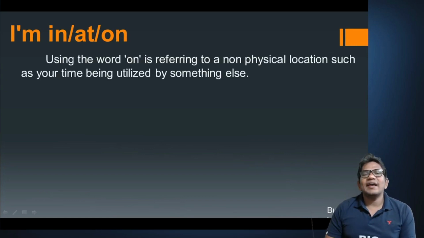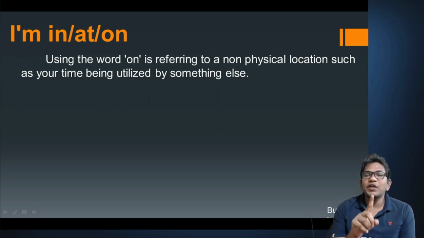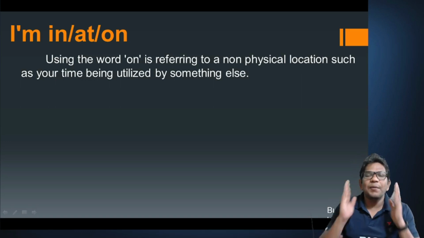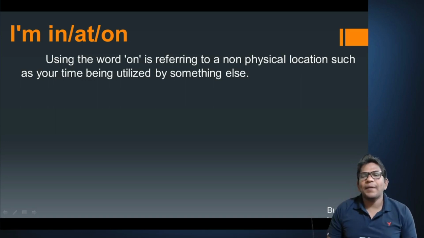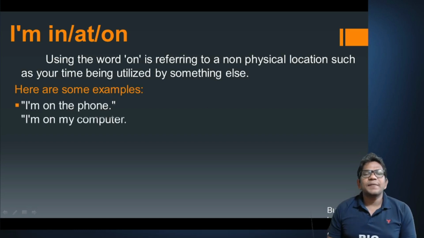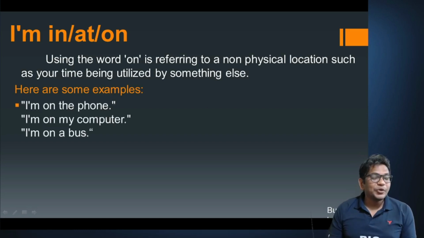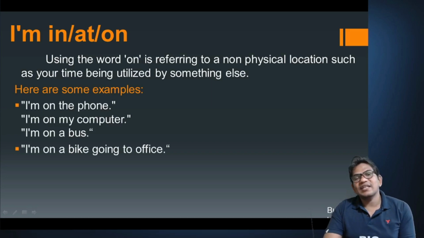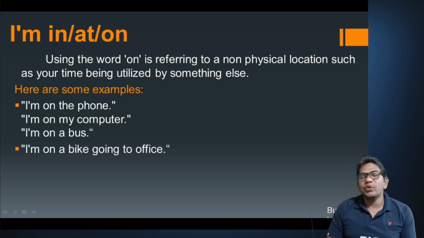Now guys, next is I am on. Remember, whenever you use the word on with I am, it refers to a non-physical location, such as being utilized by something, using it. I'm on the phone, I'm on the laptop working, right? You can say so many examples here. I'm on the phone, I'm on the computer, I'm on the bus. You can say I'm in the bus, I'm on the bike going to the office.